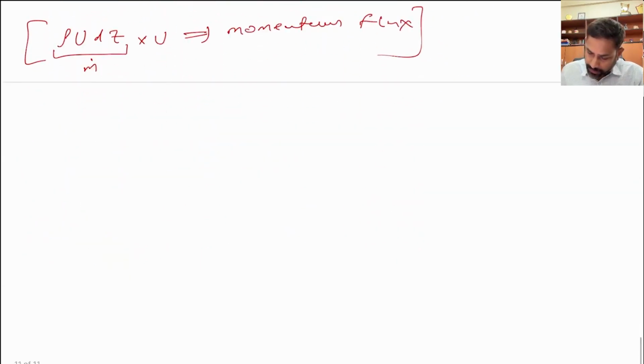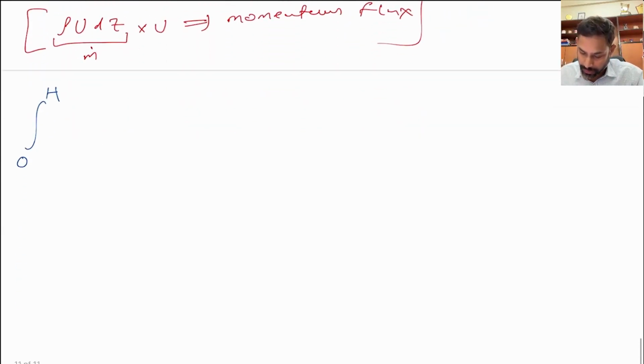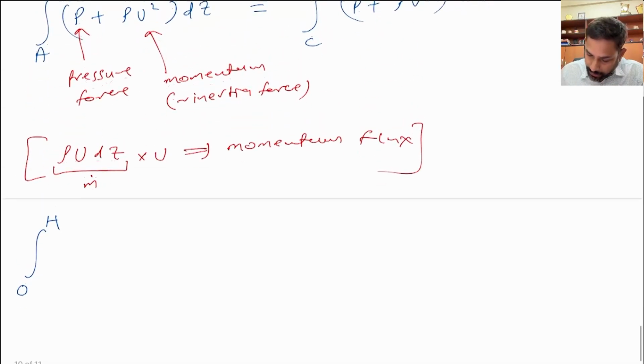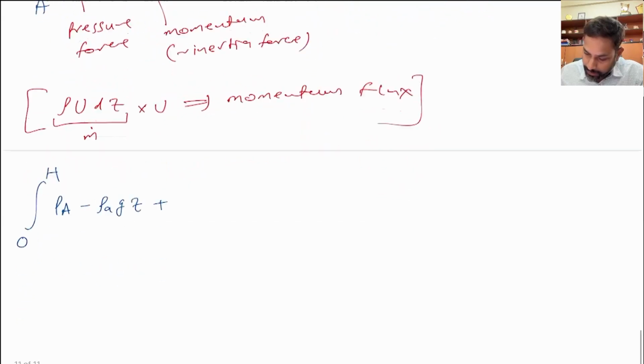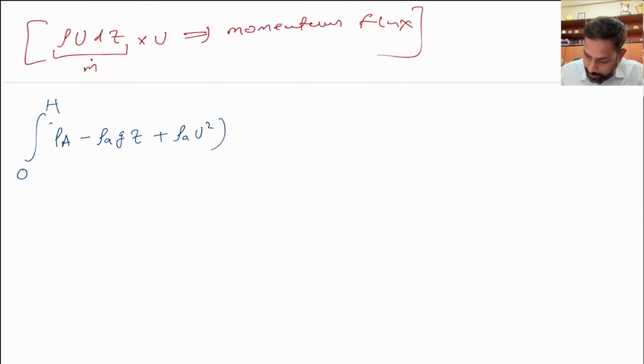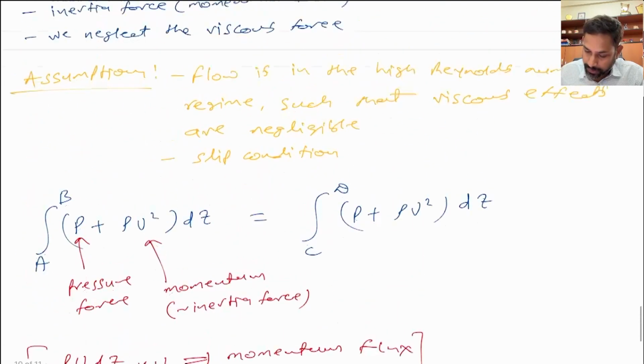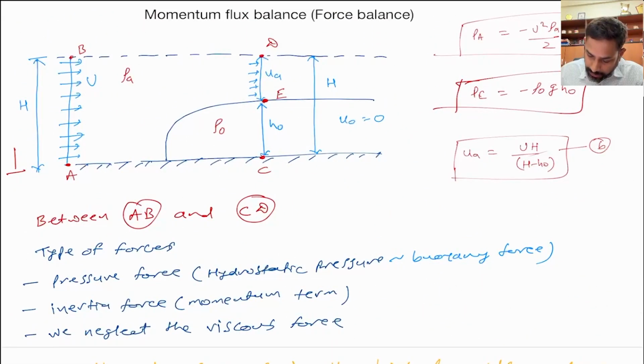So what we do here is we go from 0 to h, so that is between A to B, and we define pressure as Pa minus rho A g z plus rho A u square dz. So what you see here is pressure at any point z, where z is measured from the bottom. Okay, we are measuring z from the bottom.